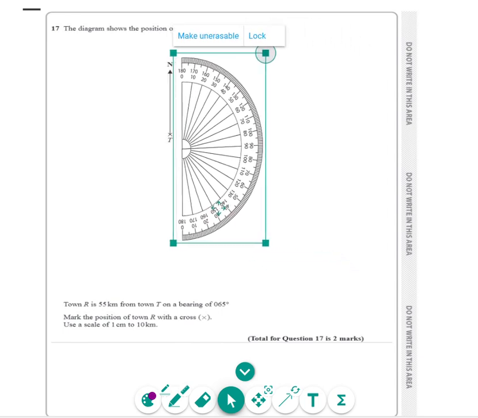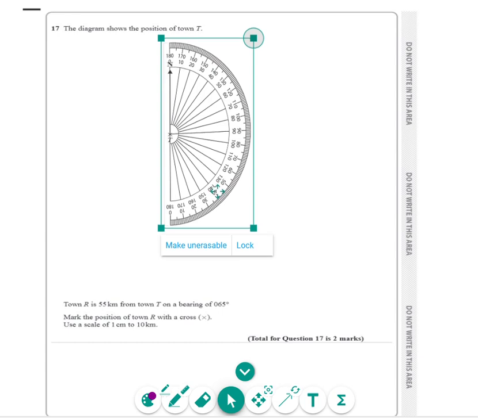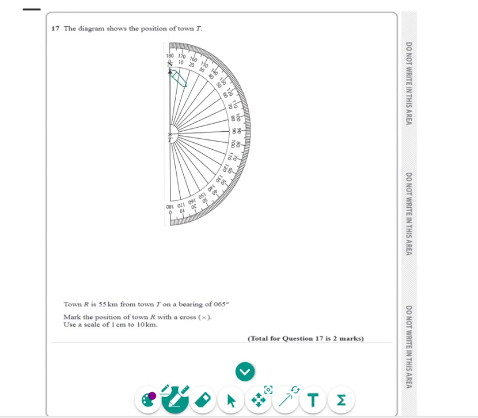Okay, so let's pop the protractor onto point T, and then we want to look at whichever scale starts from a 0 at this north arrow, and we're going to go clockwise to 65 degrees for our bearing. So we mark a little mark there.